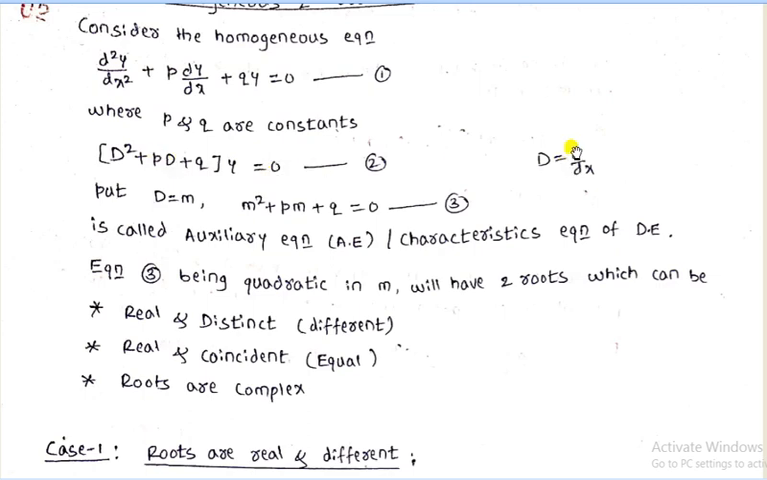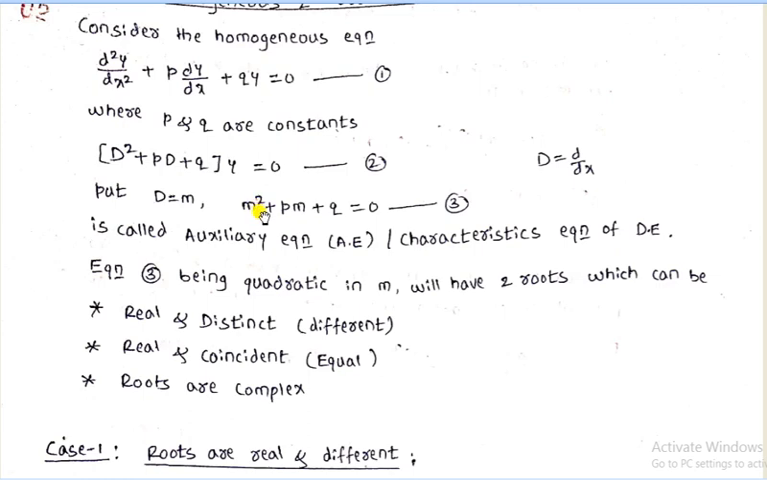Here capital D denotes d by dx. Now replace capital D by m. The equation becomes m^2 + pm + q = 0. This equation is called the auxiliary equation or characteristic equation. Equation 3 is a quadratic equation, and it has two solutions because the highest power of m is m^2, meaning it has two roots. If it is m^3, 3 roots. If it is m^4, then 4 roots.